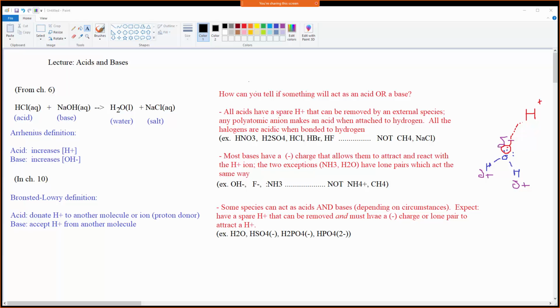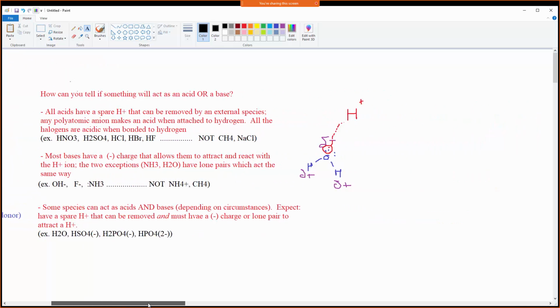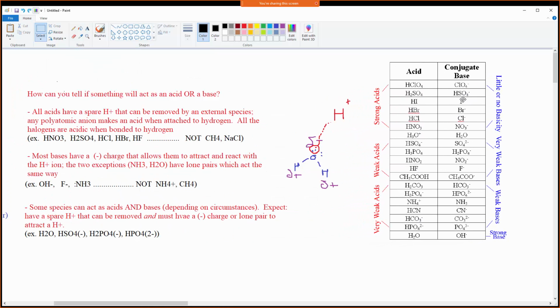Okay, I've got a little image. This is actually from your third lecture on acids and bases. I'm just going to pop this in here. Okay, so I want you to look at this list of acids here. Can you see the hydrogen that could be removed in each of these cases?